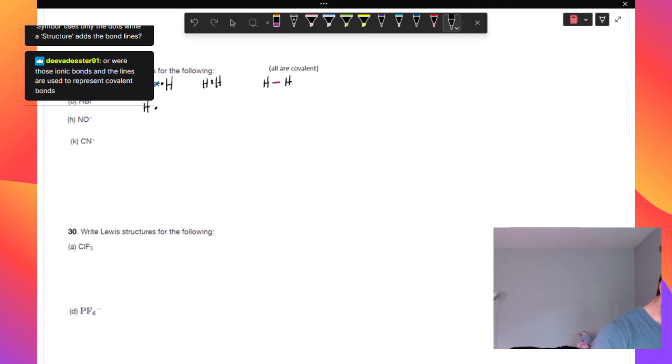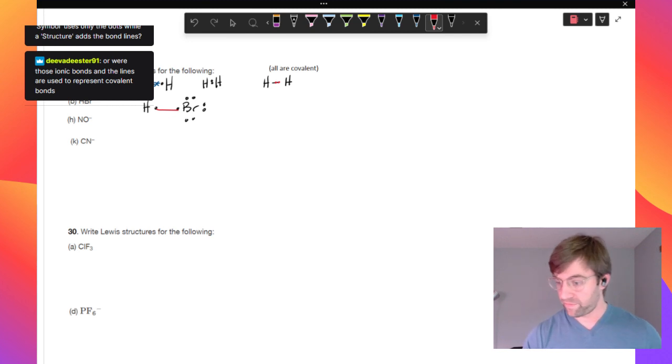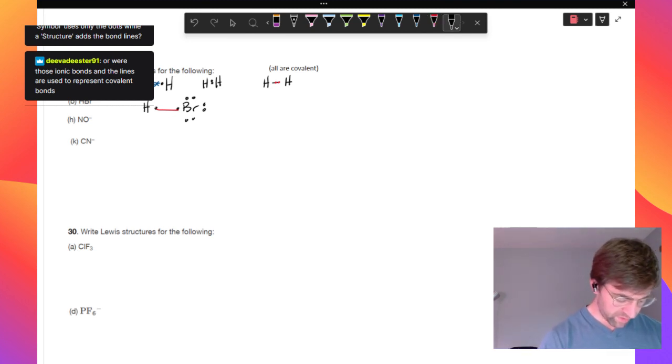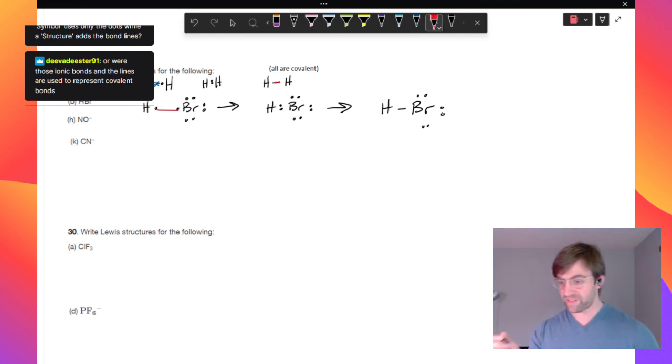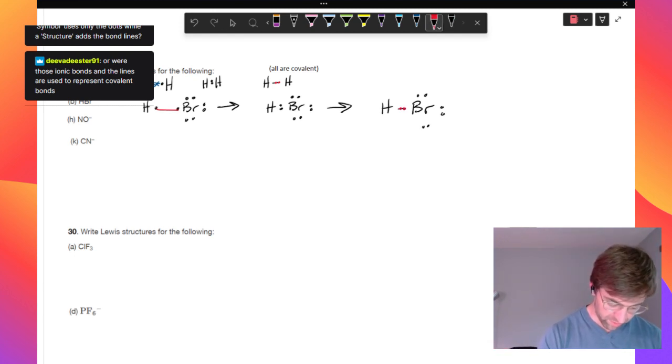So now we have hydrogen with its one electron, and bromine, which is one group over from the noble gases, has 7. And those two electrons are going to share. So for hydrogen bromide, you get, again, I'm going to draw this in red as I'm counting them out. There's 1, 2, 3, 4, 5, 6, 7, 8 electrons.